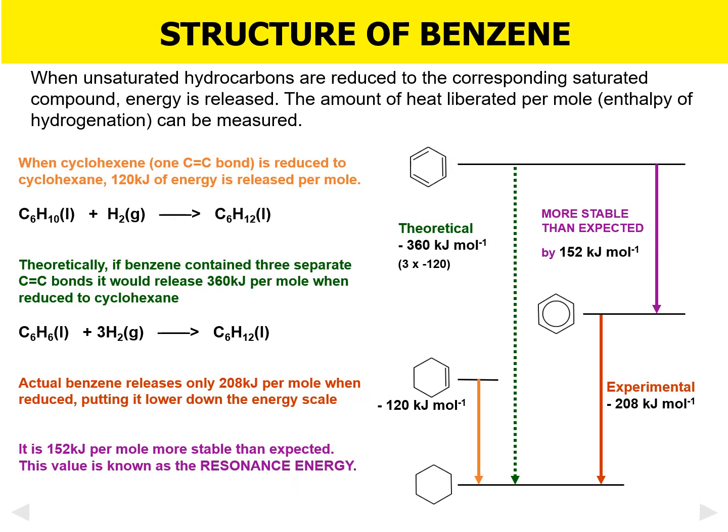When hydrocarbons with double bonds are reduced to the corresponding saturated compound, energy is released. If we look at cyclohexene, when we add hydrogen across a double bond, 120 kilojoules of energy is released per mole. If we think about having three double bonds, we would expect 360 kilojoules per mole of energy to be released. When we hydrogenate benzene, it only releases 208 kilojoules per mole of energy. This is less than we expected, and this suggests that benzene is more stable than we expect.